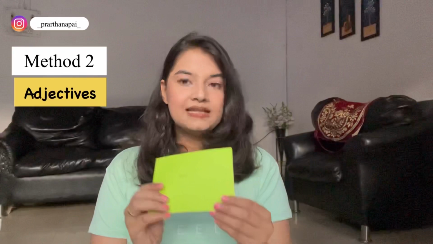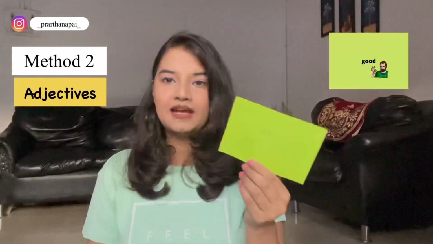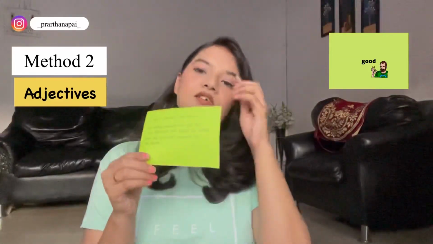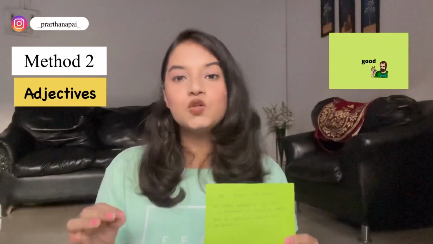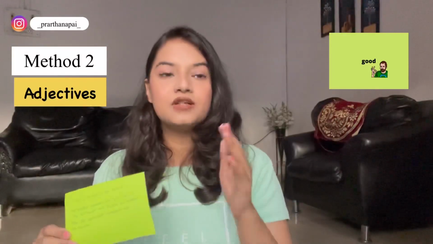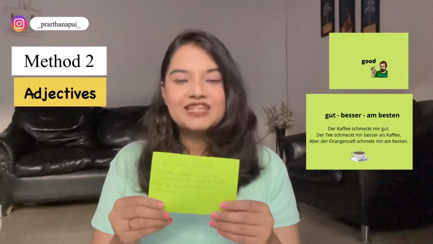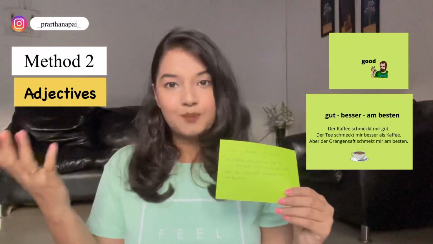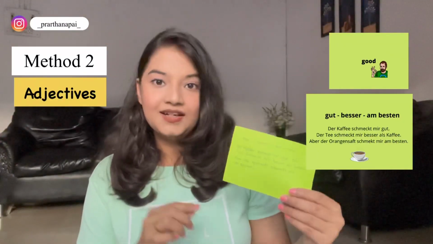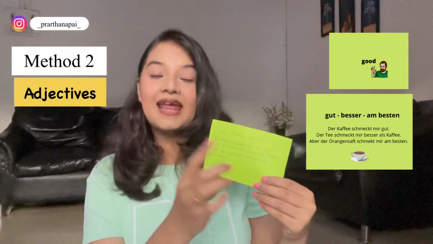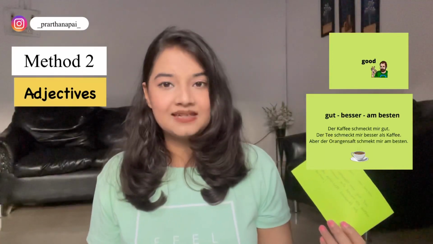Next comes adjectives. So now let's take a simple adjective over here. I have picked a green card for my adjectives. The adjective is good. So now behind, I've not only written the adjective, but I've written the versions of that adjective in different degrees. For example, gut for positive degree, besser for comparative degree, and am besten for superlative degree.